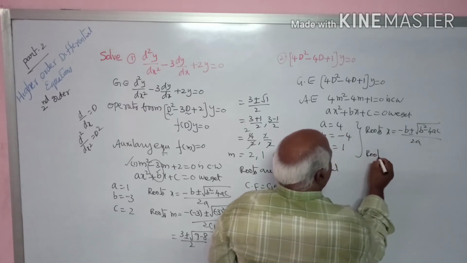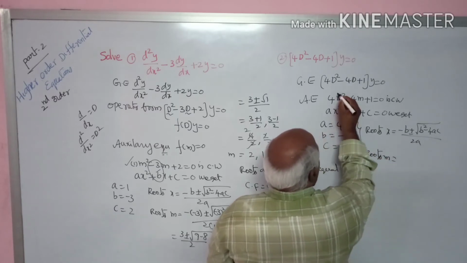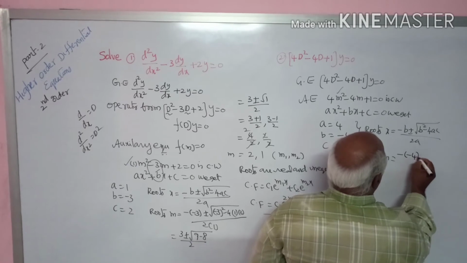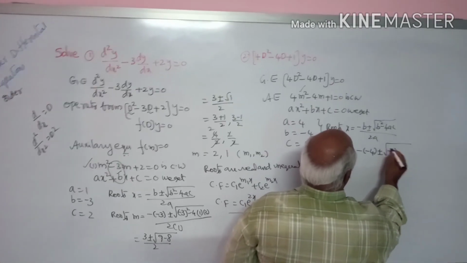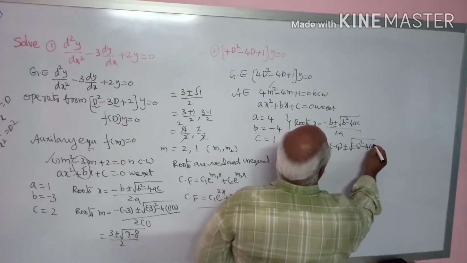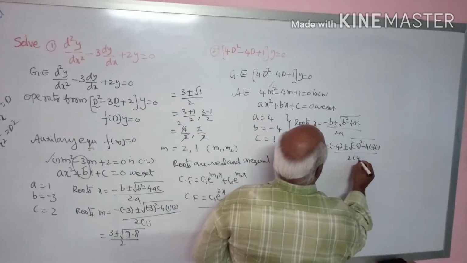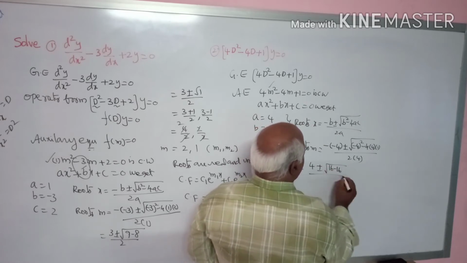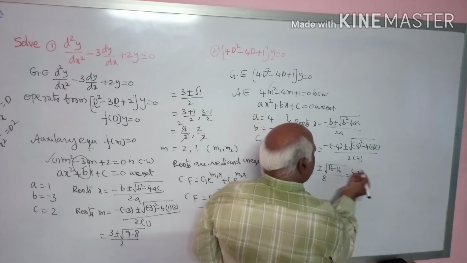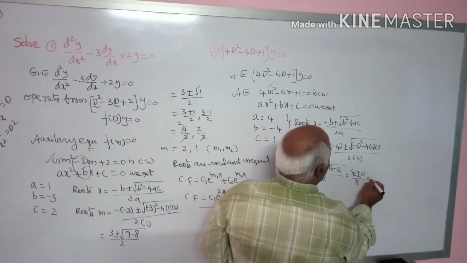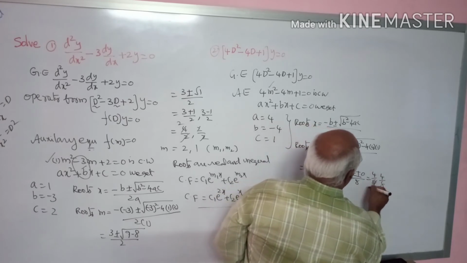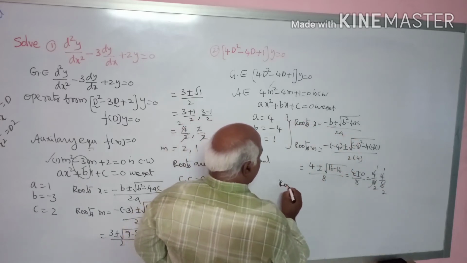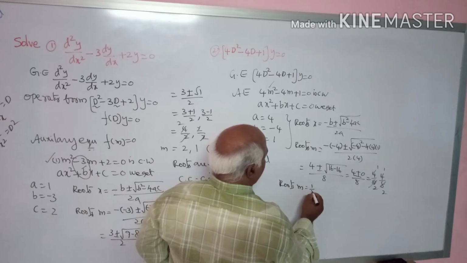Therefore, for the given problem in m, substitute the values: m is equal to minus of minus 4 plus or minus root of minus 4 whole square minus 4 into a into c by 2 into 4, that is equal to 4 plus or minus root of 16 minus 16 by 8, that is 4 plus or minus 0 by 8. 4 by 8, 4 by 8, simply it is 1 by 2, 1 by 2. Therefore, the roots are m is equal to 1 by 2, 1 by 2.